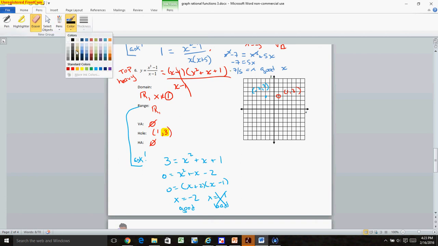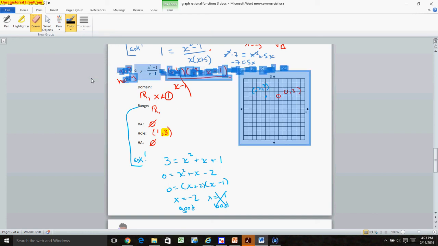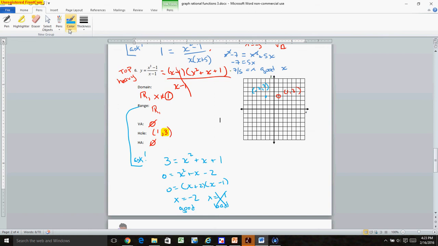But then I look at the graph. And when I look at the graph, I see what looks like a parabola. And it is a parabola, right? Except for that hole. The y-intercept is at 1. There are no x-intercepts because the vertex is below the x-axis.